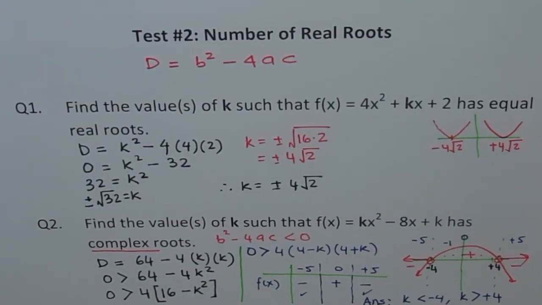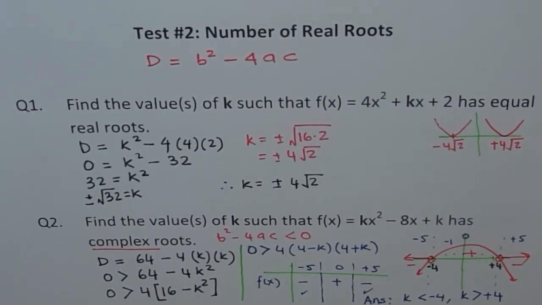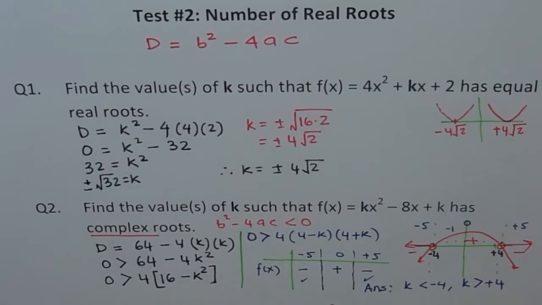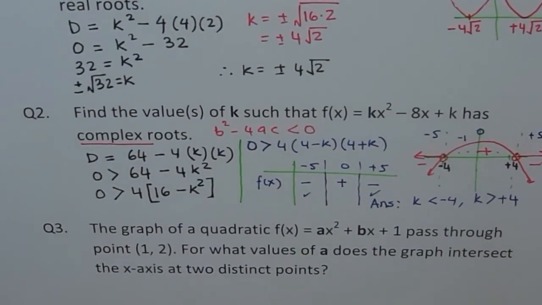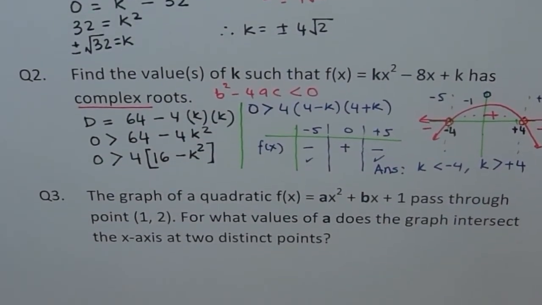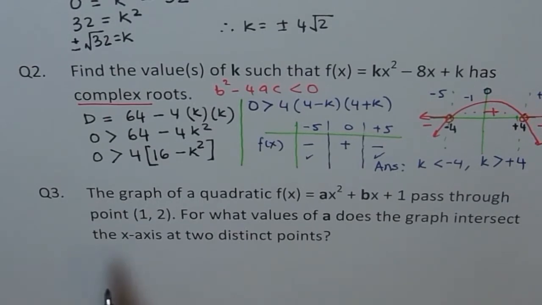Now, I'm not going to solve the third problem because there are only two complicated problems done for you. Third problem I'll read out for you. It says, the graph of a quadratic function f of x equals ax squared plus bx plus 1 passes through point 1, 2. For what values of a does the graph intersect x-axis at two distinct points?